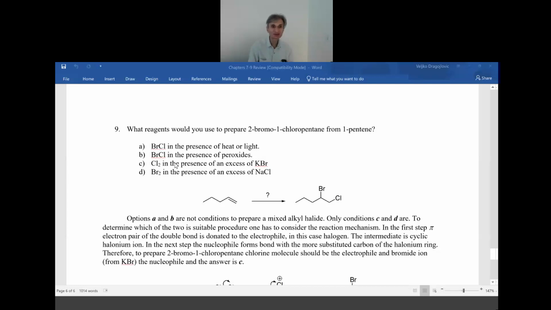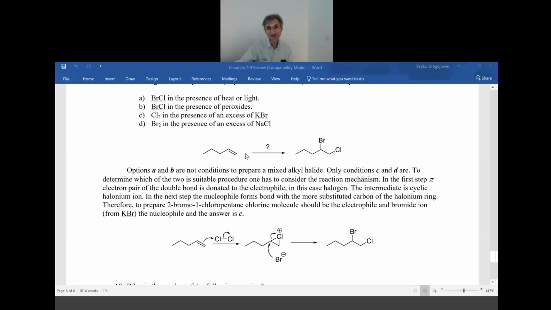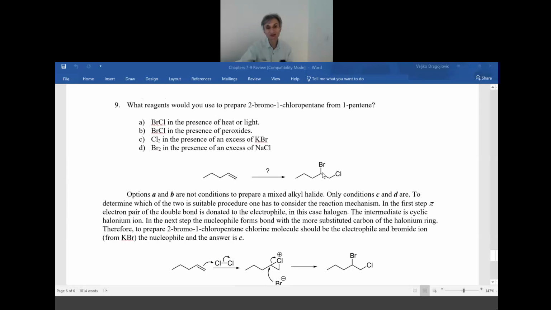Question number 9. What reagents would you use to prepare 2-bromo-1-chloropentane from 1-pentene? So this is 1-pentene and the product. When it's written like this with names, again, rewrite that as a chemical equation. That's why we use chemical equations, so you can visualize what the outcome is. And so that means addition of bromine and chlorine across a double bond. So how are you going to accomplish that?